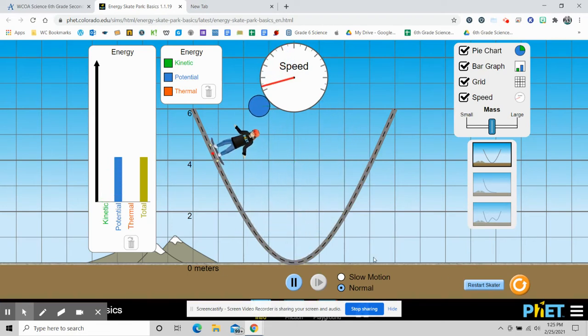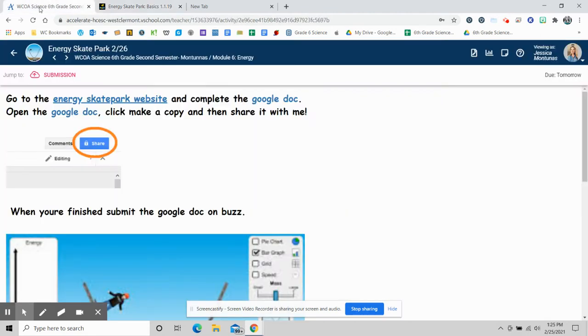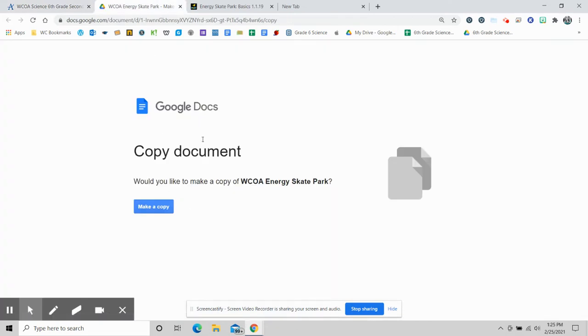So now that we have this going, we're going to go back to the assignment on Buzz. We're going to click on the Google Doc. And when you do, it asks you to make a copy. So you're going to make a copy.